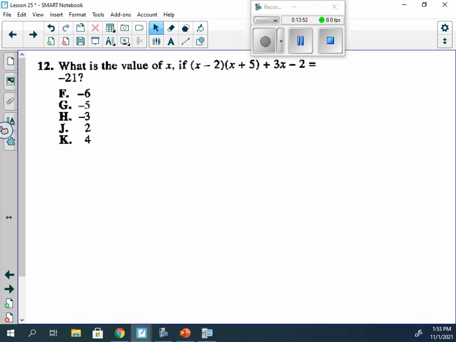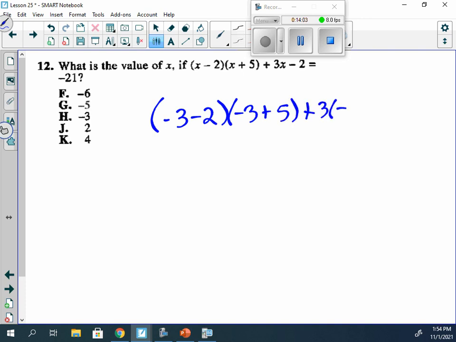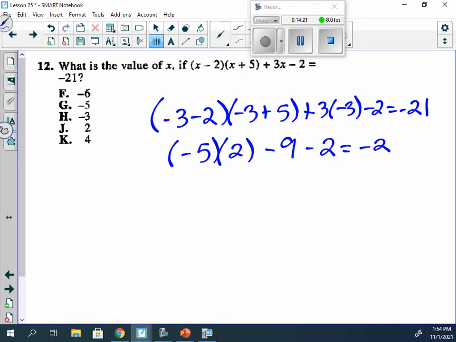Now, again, like we've been doing before, we can just grab a number at random. So I'll just pick the middle number, -3, and plug it in for x and see if it equals -21. Well, -3 minus 2 is -5. -3 plus 5 is 2. -3 times 3 is -9. Minus 2 is equal to -21.